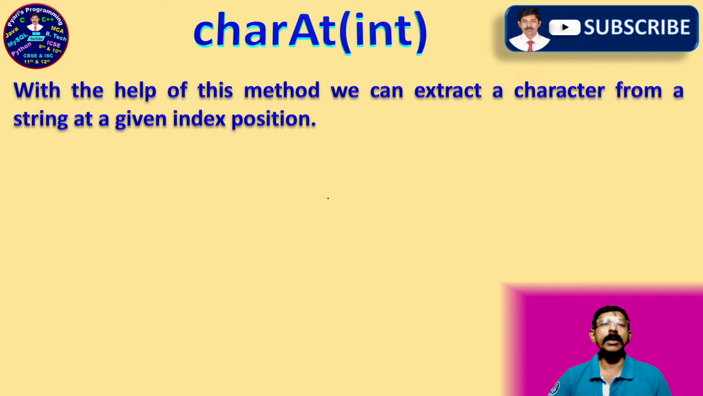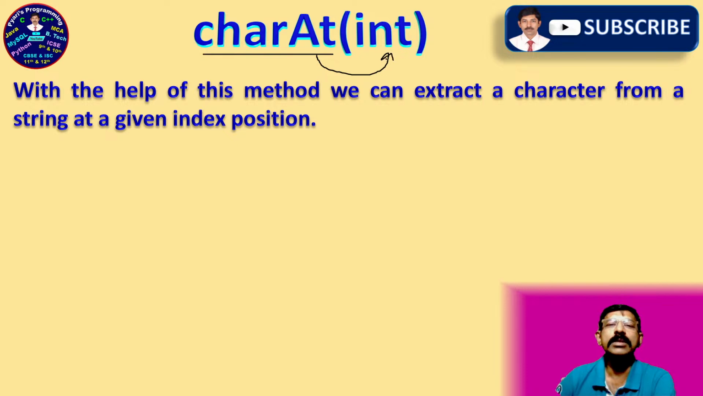Next, charAt method. We are all familiar with this. It says character at, and it's taking an integer value inside this. That means at this index position. So the complete definition is like this. With the help of this method, we can extract, that means we can get a character from the string at a given index position.